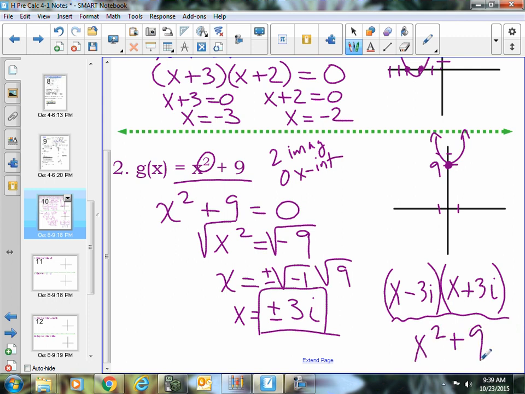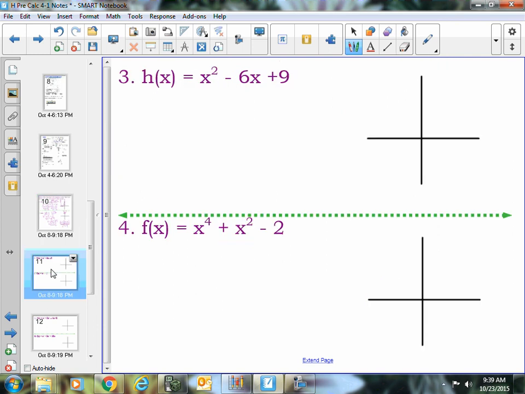So 3i and negative 3i are the values for x that make that statement 0. So that's kind of looking at what we did yesterday as well. No one would ever think to factor it this way because they're not real numbers, but those are the linear factors that make that polynomial. Okay, one more degree 2.